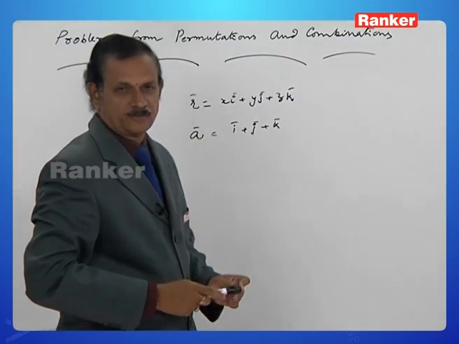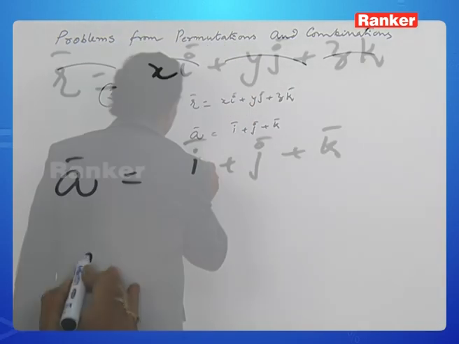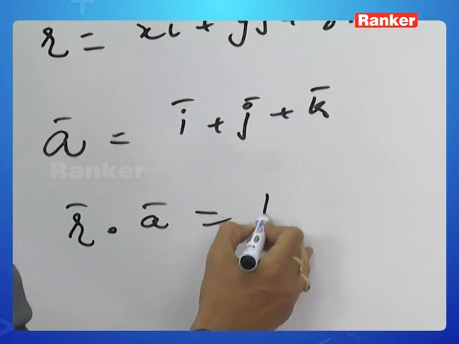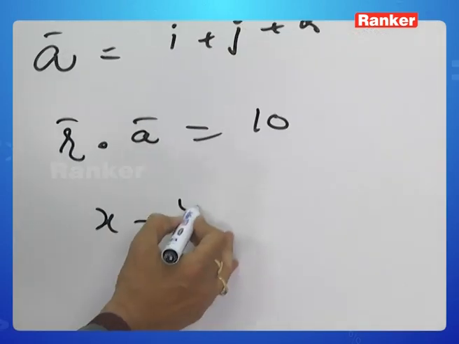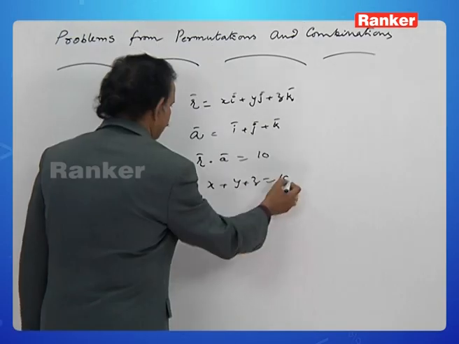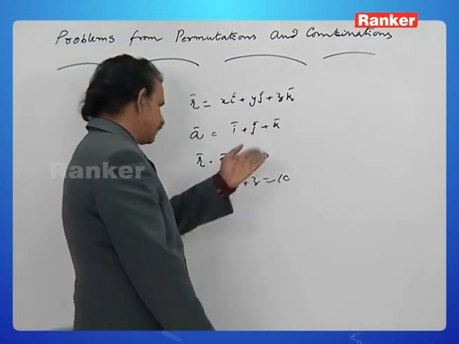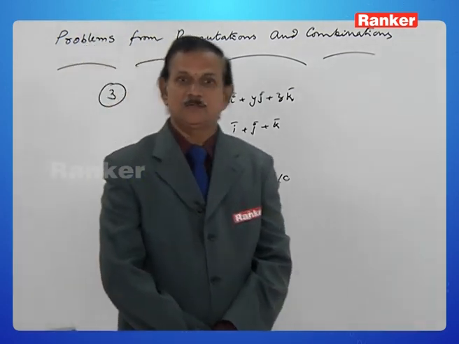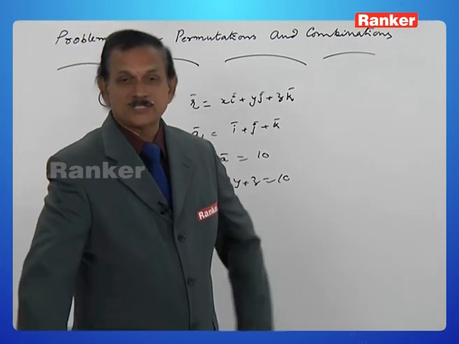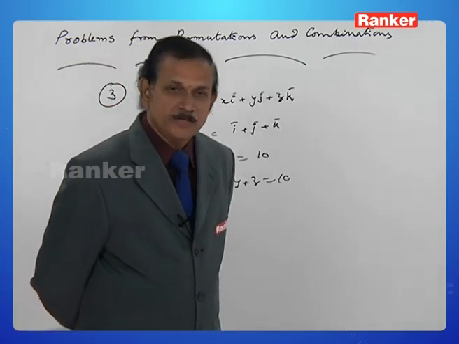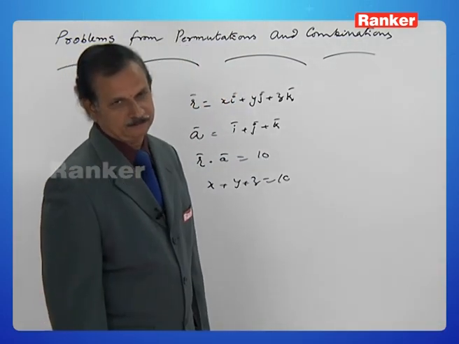What is the condition imposed here on P? r bar dot a bar is equal to 10, he has given. What is r bar dot a bar? x i bar dot i bar, that is x plus y plus z is equal to 10. Well, we want to have the number of solutions for this equation x plus y plus z is equal to 10, provided x, y, z are natural numbers. What does it mean? The number of positive integral solutions of this equation x plus y plus z is equal to 10.